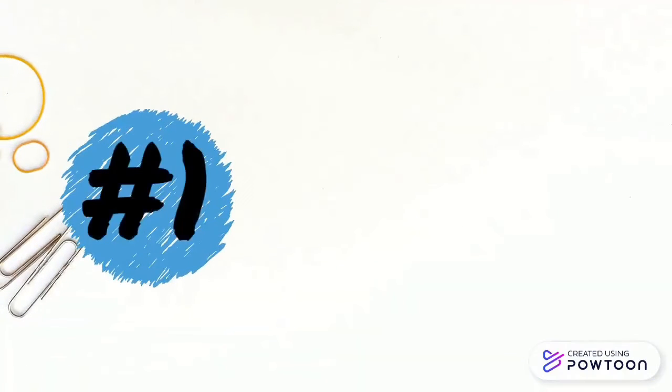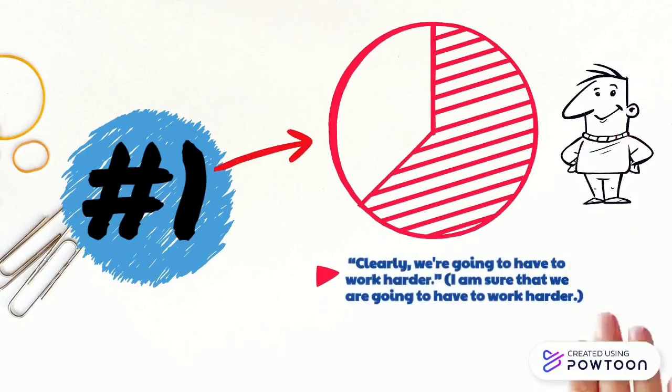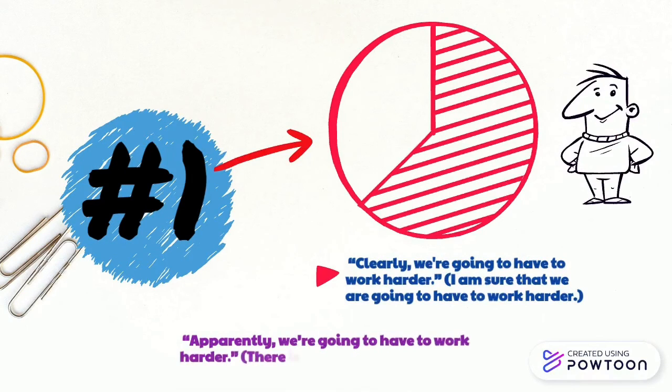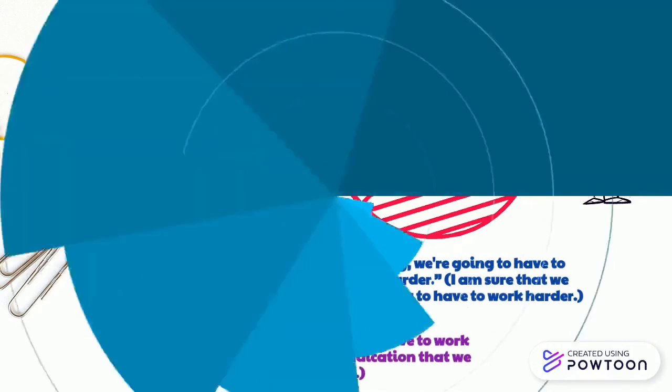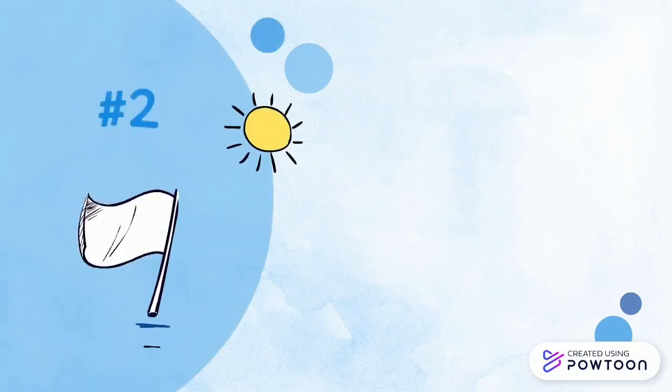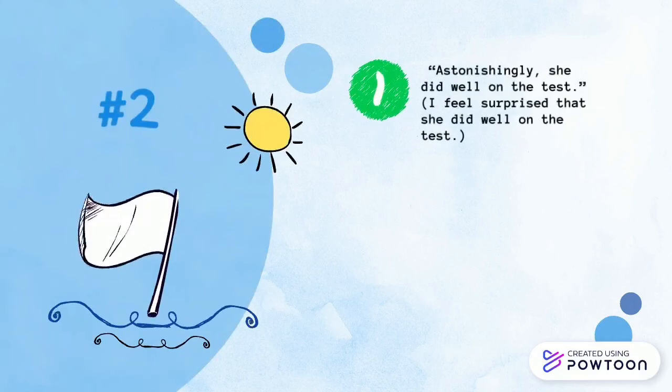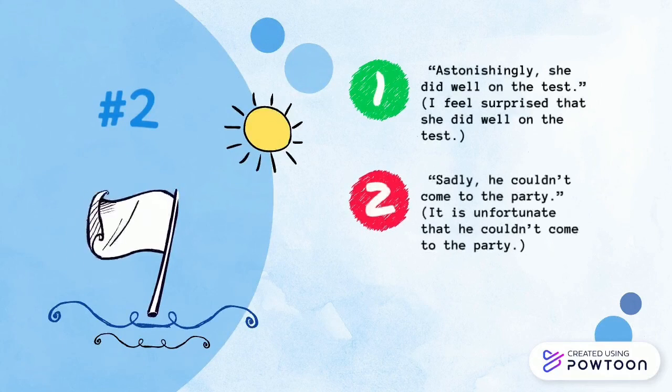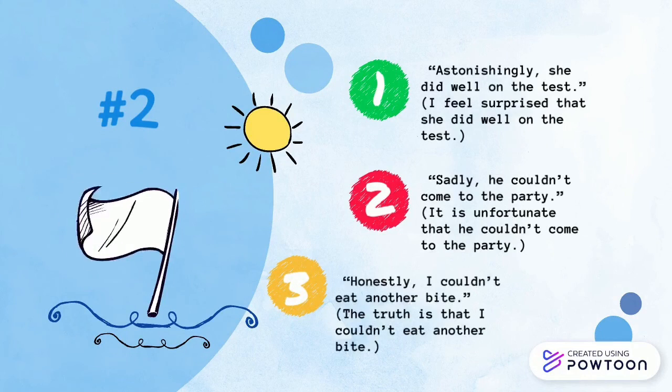The first type states how certain we are about something. The second one makes our attitude about something clear. For instance, astonishingly, she did well on the test. Sadly, he couldn't come to the party. Honestly, I couldn't eat another bite.